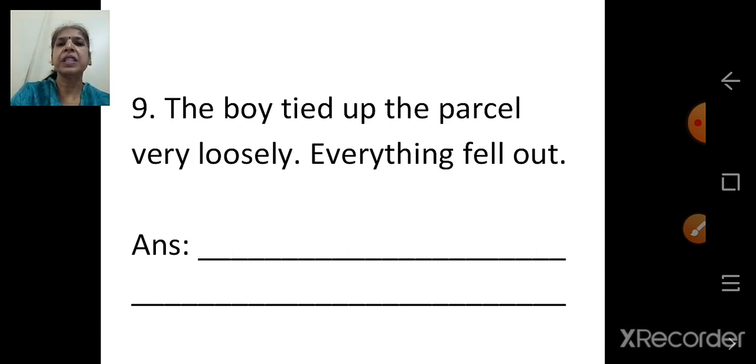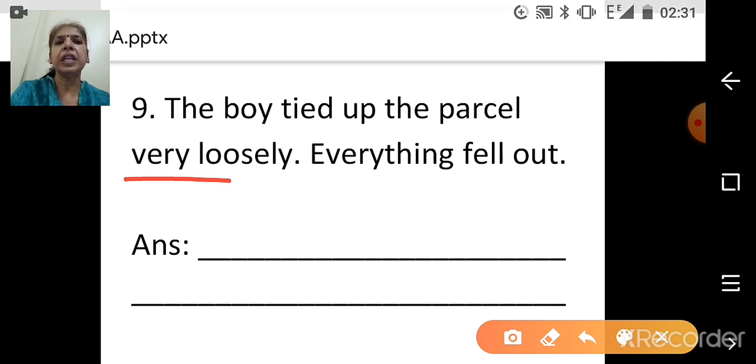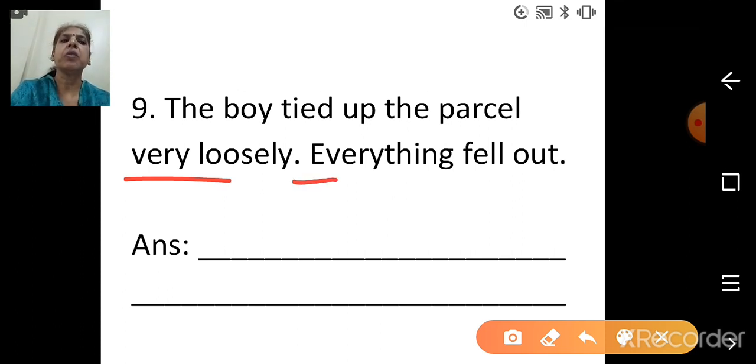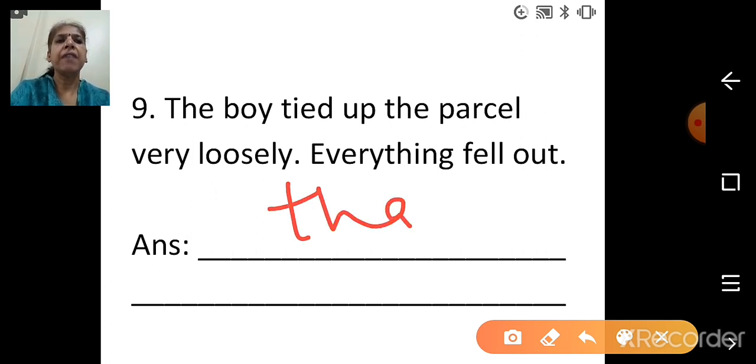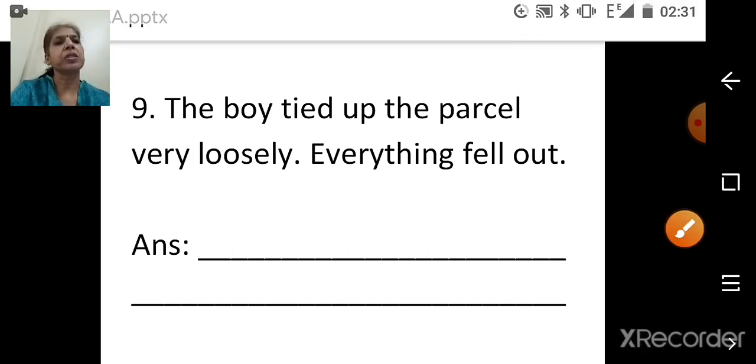You are ready with your writing material also? Yes, book and pen. So write. The boy tied up the parcel so loosely that everything fell out. Write the answer, children. The boy tied up the parcel so loosely. So "that" will come. That everything. So this E will also become small. Everything fell out. So the answer is, the boy tied up the parcel so loosely that everything fell out.